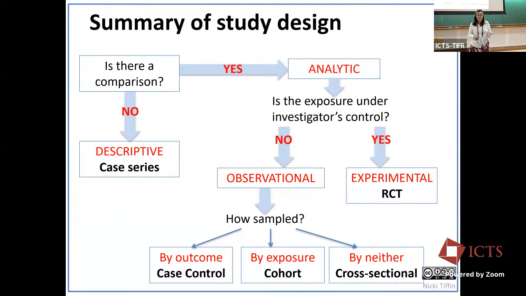If it's an observational study where the exposure is not under the investigator's control, if you're sampling by the outcome, it's most likely a case control study. If you're sampling by the exposure, it can be a cohort study. And if there's neither a specific outcome or exposure sampling strategy, you're looking at a cross-sectional study. So obviously this may not cover every eventuality, but it's just a helpful summary if you're getting stuck where you're at.